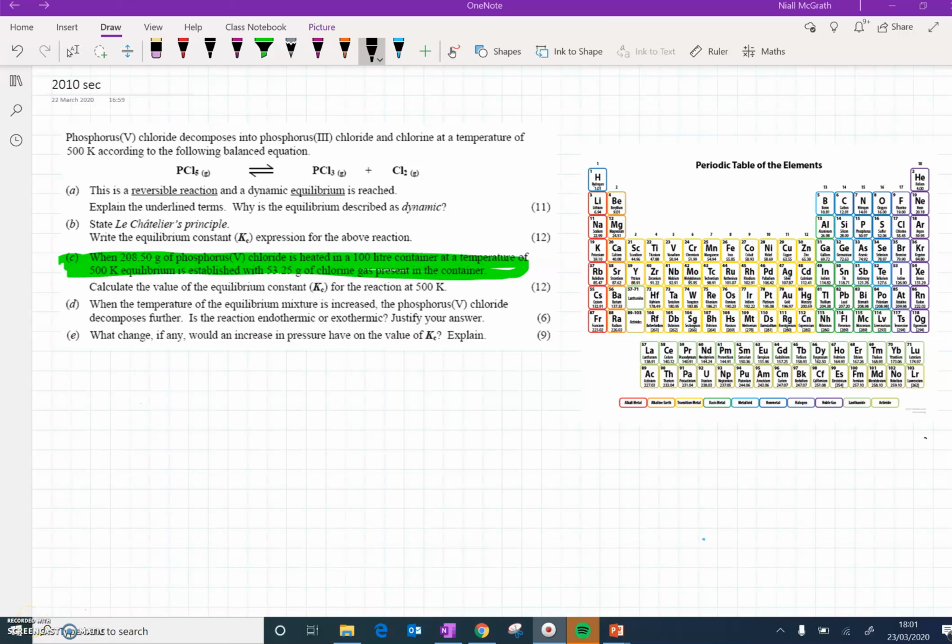In this video we're going to take a look at an example of a question from the State Exams Commission, based on equilibrium. We're going to calculate our value for Kc from the information that we're given in the question. For this we're just concentrating on part C of this question. When 208.5 grams of phosphorus 5 chloride is heated in a 100 litre container at a temperature of 500 Kelvin, equilibrium is established with 53.25 grams of chlorine gas present in the container.